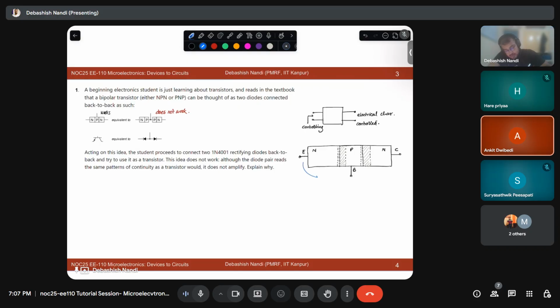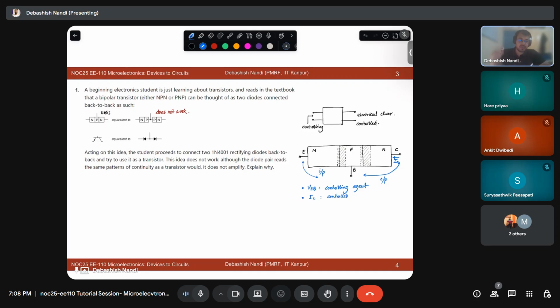IC. So this is my input port, right? And this is my output port. So I want to control my IC. And by what means? What is the controlling? VBE, or VEB, is the controlling agent, and IC is the controlled, right?